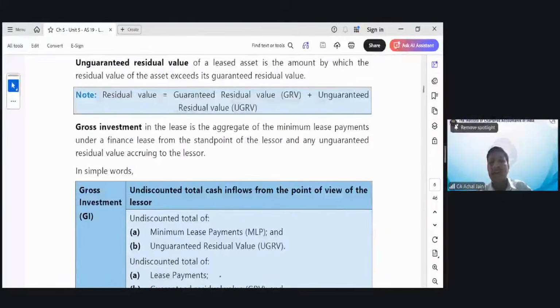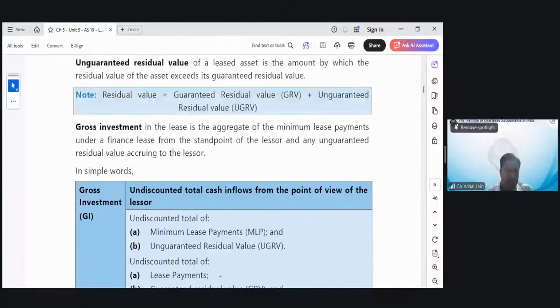Whether it is guaranteed or unguaranteed, both the amounts. Because let's suppose the residual value is 100, 80 is guaranteed by somebody, 20 is not guaranteed. So residual value will remain 100. So it is necessary that it has to be guaranteed by somebody? No, that's the concept. If it's guaranteed, then we will call it guaranteed. Otherwise, it's all unguaranteed. So maybe the residual value is there, it's not guaranteed by anybody. So the entire amount is unguaranteed.